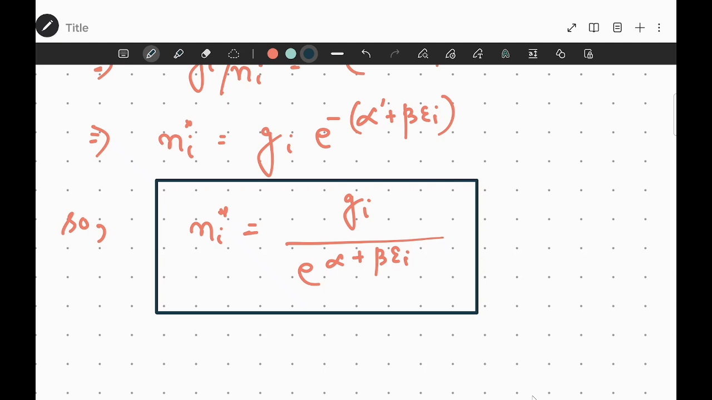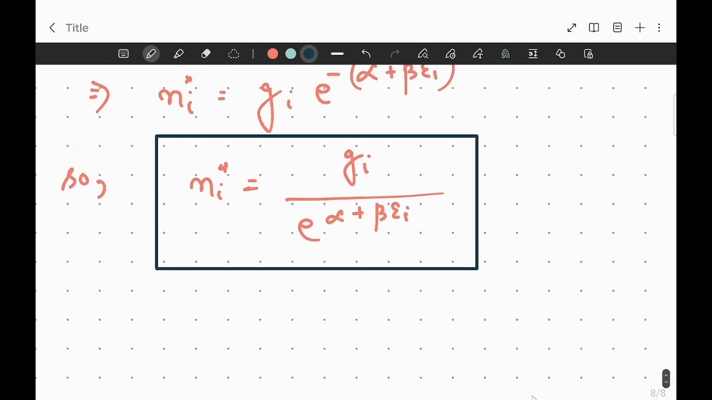Why? Arbitrary constant. Dummy variable. Whether it is alpha prime or alpha or anything, it is the same. So this is for the Maxwell-Boltzmann distribution. Now this is not called the partition function.